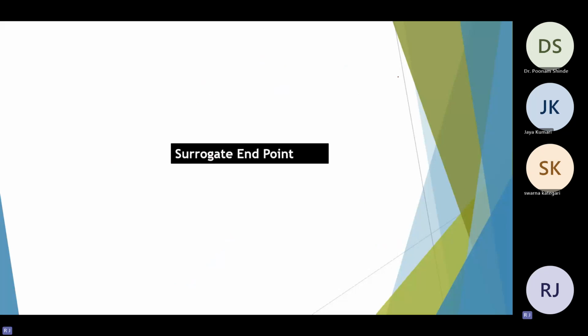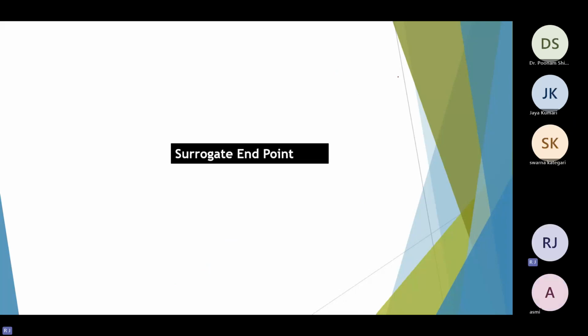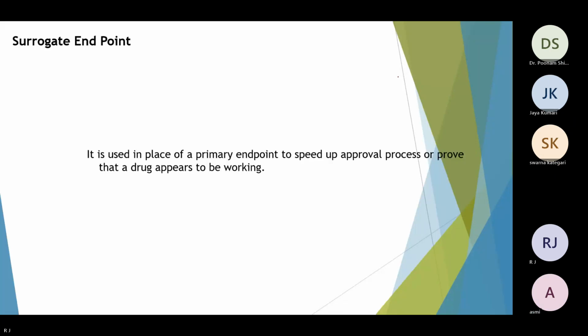Now we heard about primary endpoint and secondary endpoint. One more endpoint is there, that's called the surrogate endpoint. Now we learn about the surrogate endpoint. So what is a surrogate endpoint? A surrogate endpoint is used in place of the primary endpoint to speed up the approval process or prove that the drug appears to be working. So why are surrogate endpoints used?